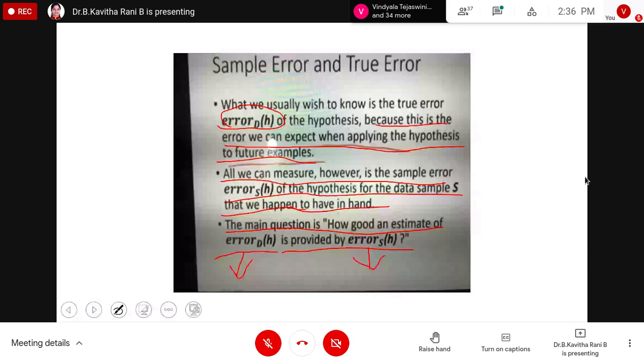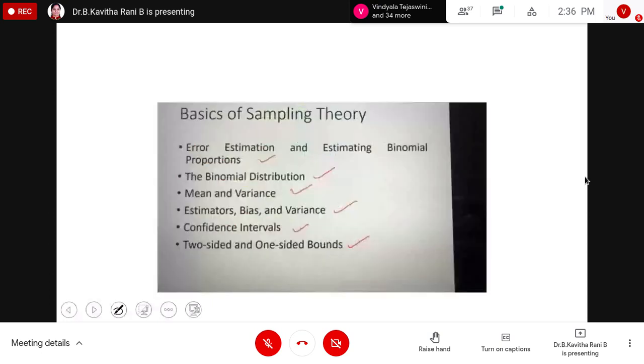Now for all these we need to know about the basics of sampling theory. In sampling theory we come across error estimation, estimating the binomial proportions, what is binomial distribution, what is mean, what is variance, what are different estimators we are using, what is bias, what is the confidence interval we have to use, what is two-sided and one-sided bounds. So all these things.